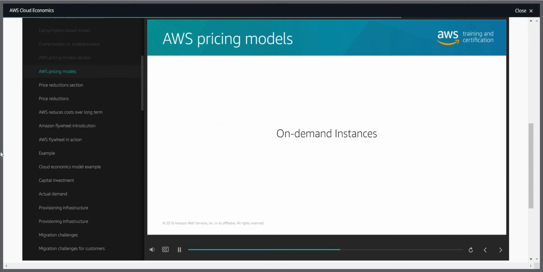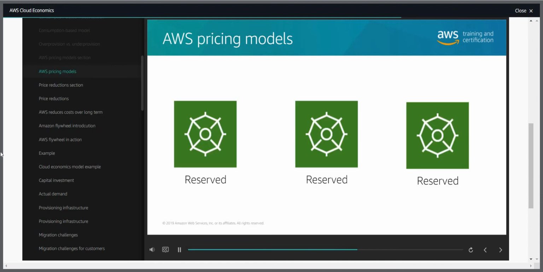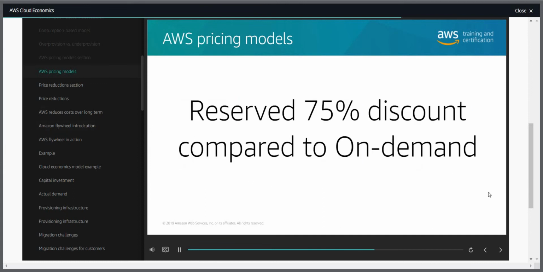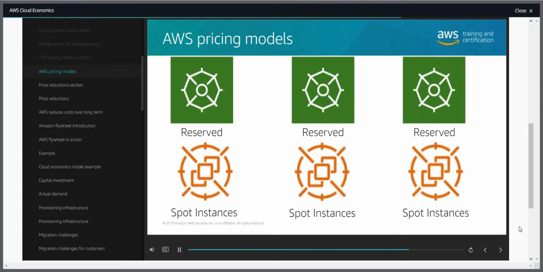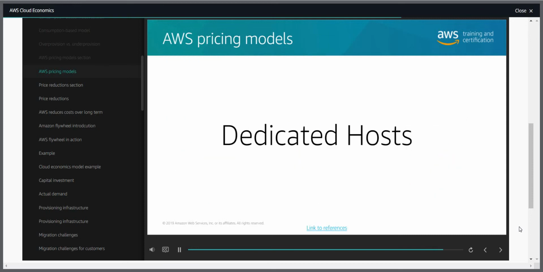Typically, customers start with on-demand instances to gauge their needs, and then switch to reserved instances, or RIs, once they know their demand baseline. Reserved instances can reduce costs by up to 75% versus on-demand. AWS excess capacity sold for a deep discount is called spot instances. Spot instances can reduce costs even further. You will learn more about reserved and spot instances later in the course. Finally, for customers with regulatory or software licensing constraints who need their own hosts, AWS provides dedicated hosts.